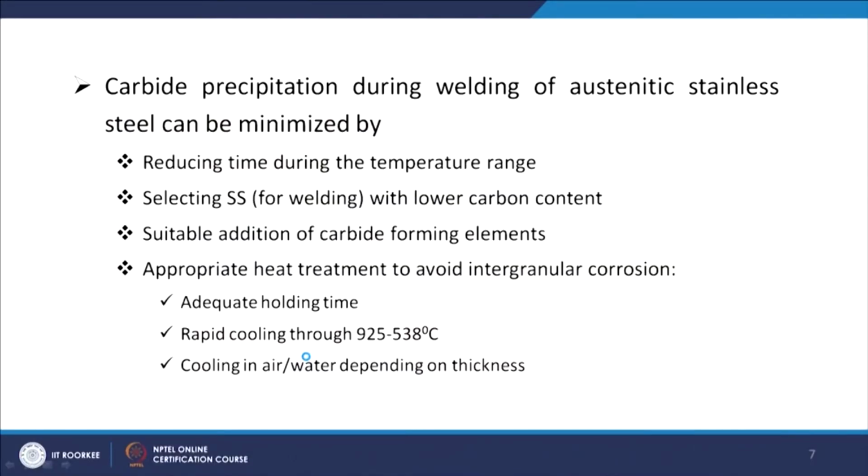So, first is that you reduce the time during this temperature range, the range of 427 to 870 degrees centigrade. In that temperature range, you have to reduce that time. So, you can have a lower heat input, or you can go for rapid cooling through that temperature range. Basically, that will avoid the formation of these chromium carbides.